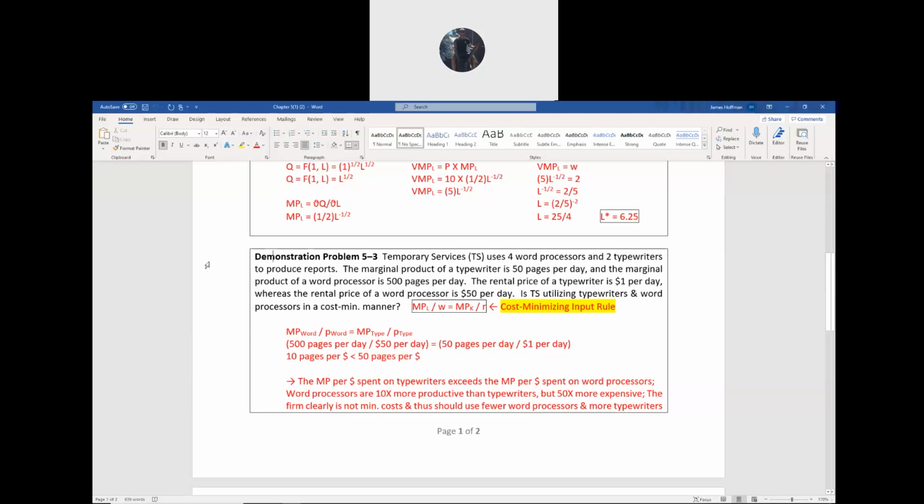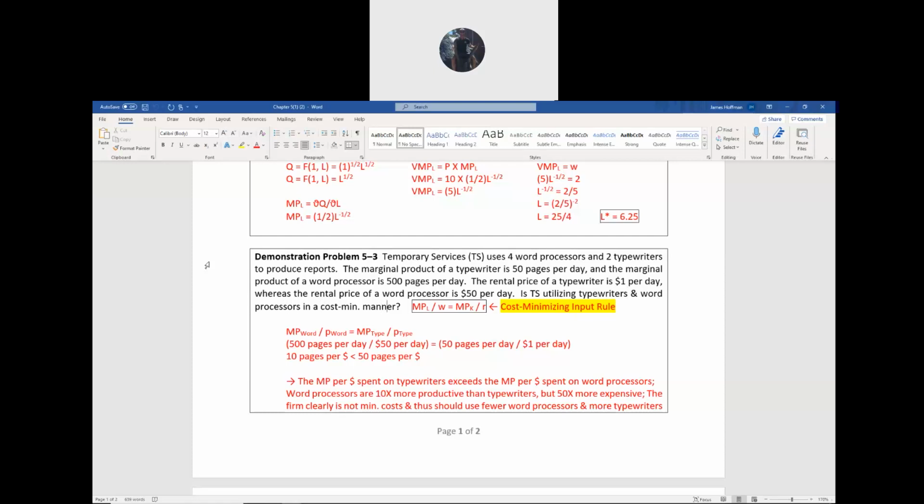Demonstration problem 5.3. Temporary Services, TS, uses 4 word processors and 2 typewriters to produce reports. The marginal product of a typewriter is 50 pages per day, and the marginal product of a word processor is 500 pages per day. The rental price of a typewriter is $1 per day, whereas the rental price of a word processor is $50 per day. Is TS utilizing typewriters and word processors in a cost minimizing manner?